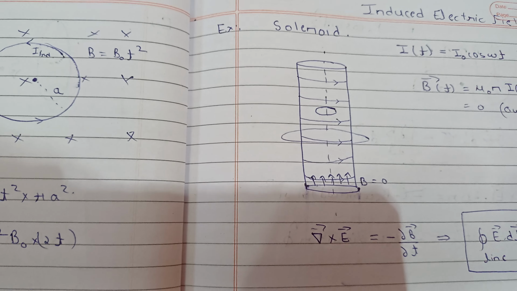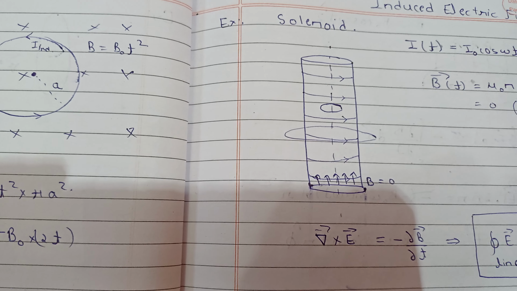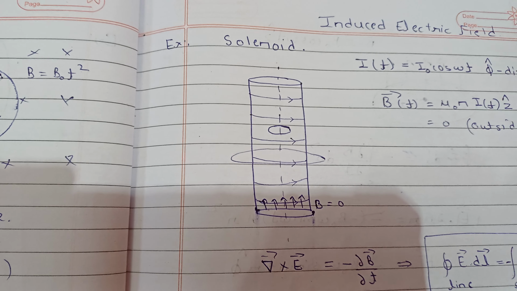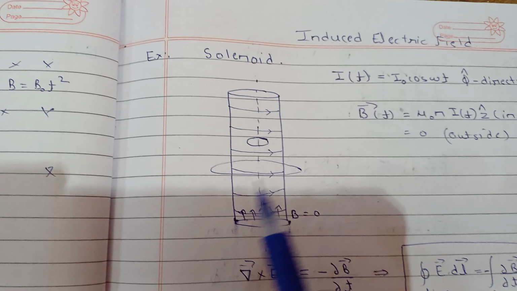So hello everyone, this is lecture 27 for electromagnetism. In the last lecture we were discussing Faraday's law, and today we will see how a change in magnetic field produces an electric field. So we'll see the magnitude. First we have a solenoid.